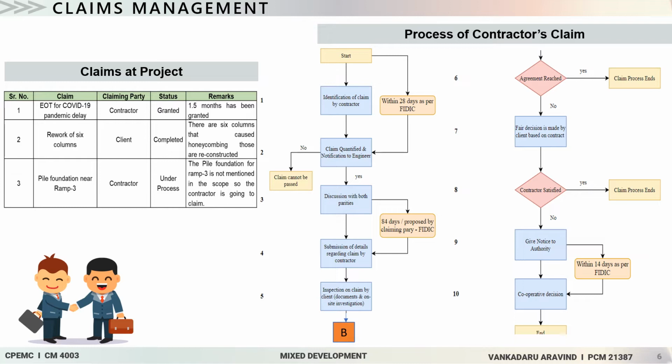First is extension of time, then rework of 6 columns, and change of scope, that is additional work of pile foundation near RAM 3, which is also not mentioned in the scope of work, so it comes under the claim by the contractor to the client.